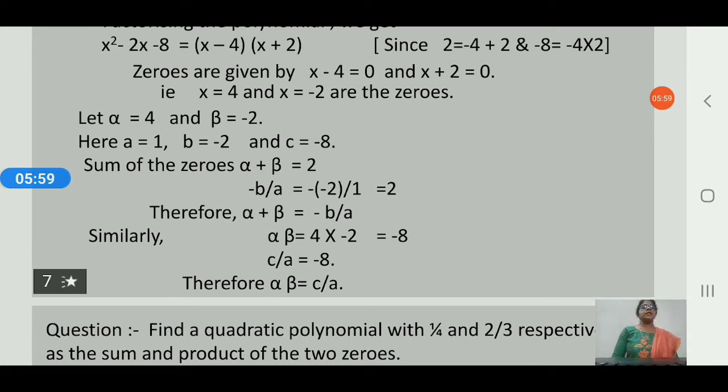This is also a CBSE question for your annual examination. Try to study. Shall we move to the next problem?